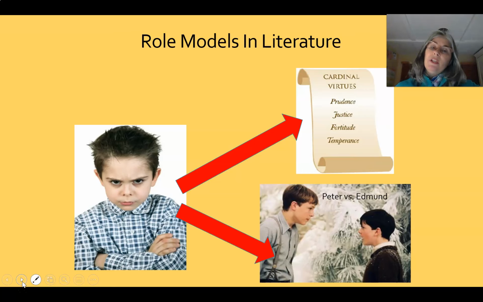And the principal said, well, you know what? Lately, you have been acting like Edmund. And the boy's face just dropped and he said, I have? I've been acting like Edmund? And the principal said, yes, wouldn't you rather behave like Peter? Wouldn't you rather people saw you as Peter? And that led to a deeper discussion and an actual change in the student's behavior.